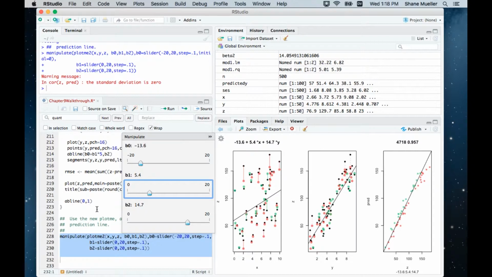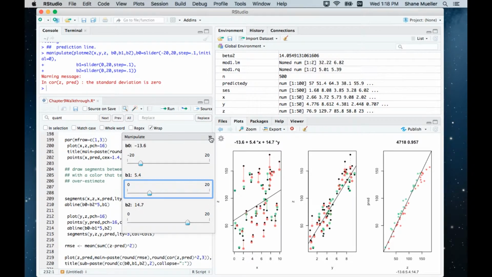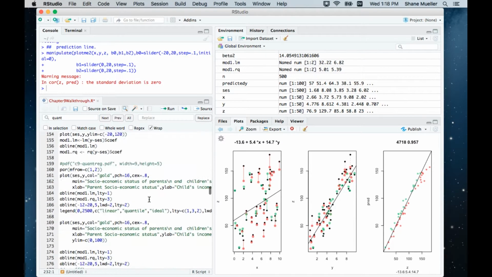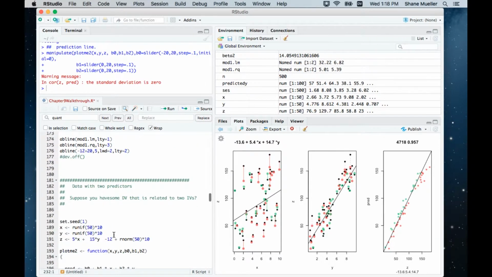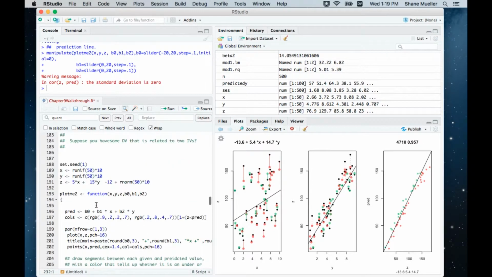And if we look back at what generated this, it was an x slope of 5 and I guessed 5.4, and a y slope of 15 and I guessed 14.7, and an intercept of -12 and I guessed -13. So this isn't going to be perfect, and my correlation, or my r-squared value, is 0.957.